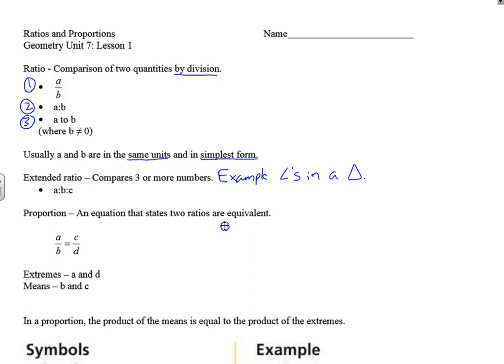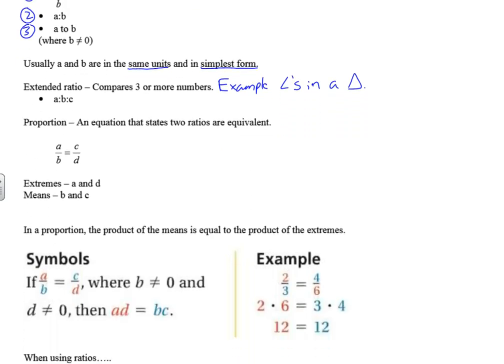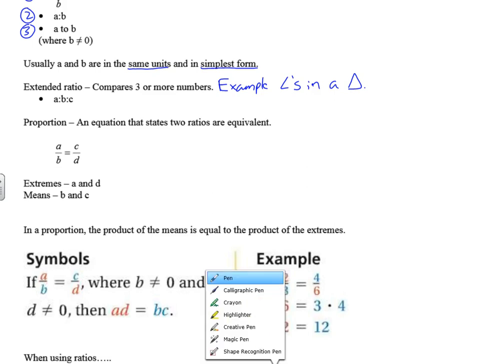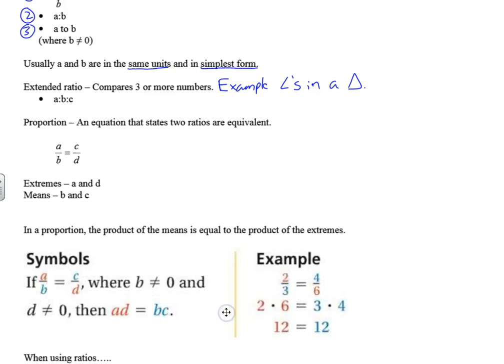A proportion is an equation that states two ratios are equivalent. This has the extremes up here. The extremes are A and D, and what are known as the means are B and C.